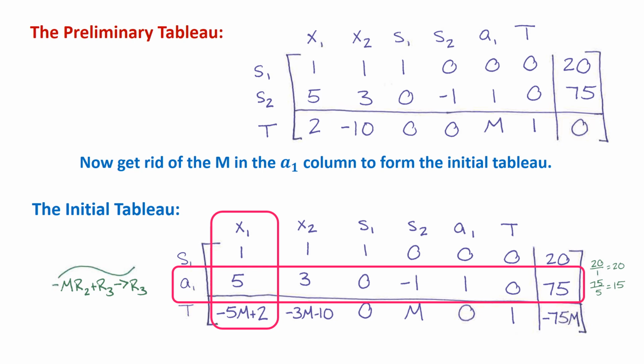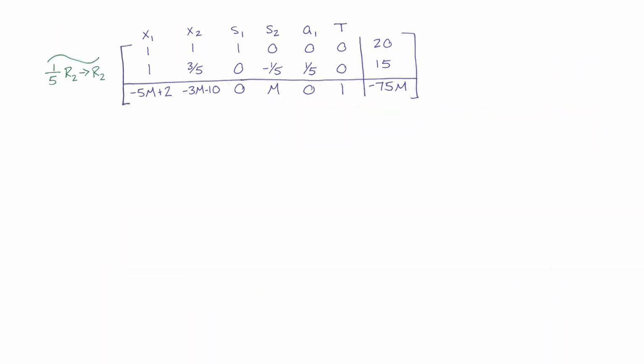Right now, as the pivot element, I have the number 5. I need to change the 5 to a 1. So I'm going to multiply that row by 1/5. So that's going to give me a new row 2 with values 1, 3/5, 0, -1/5, 1/5, 0, 15.